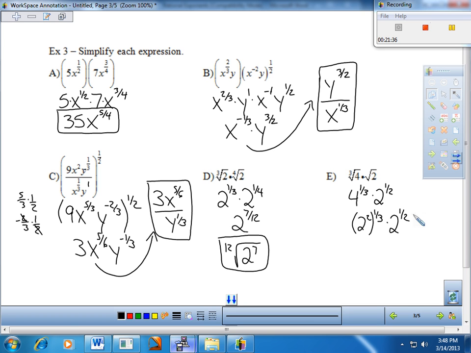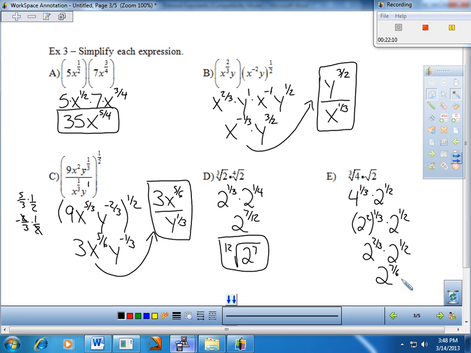And it's like, oh, okay, well, 4 to the 1/3 would be the same as 2 to the 2/3. 2 times 1/3. And then 2 to the 1/2. So something like that. I hope that kind of works and then follows the same procedure as letter D. So I'm going to multiply those together by keeping the base and adding the exponents. Fractions, guys, so common denominator here is definitely 6. How does 4 over 6 plus 3 over 6?